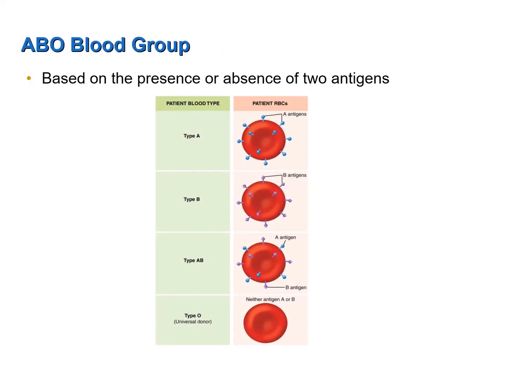The ABO blood group is based on the presence or absence of two antigens. If your red blood cells have the A antigen, then your blood type is A. If your red blood cells have the B antigen, then your blood type is B. If your red blood cells have both the A and the B antigens, then you have type AB blood. If your red blood cells contain neither A nor B antigens, then your blood type is O.